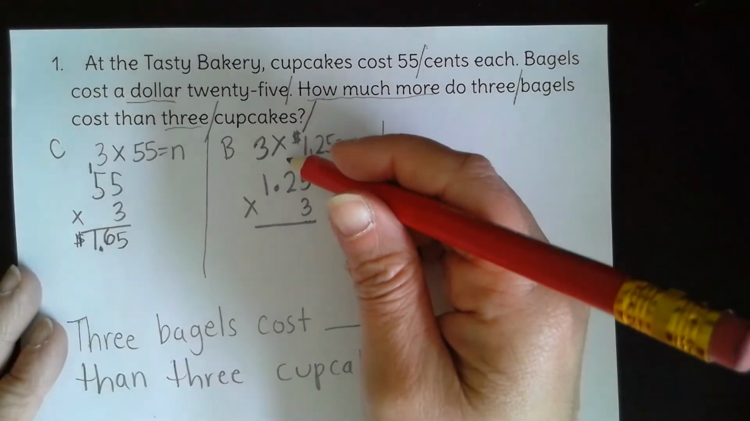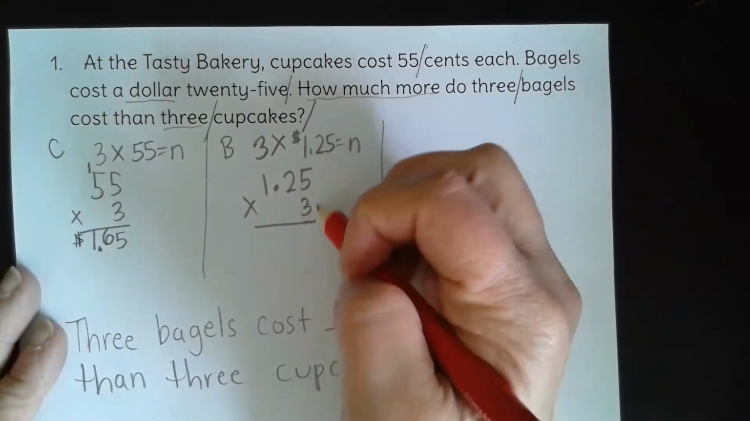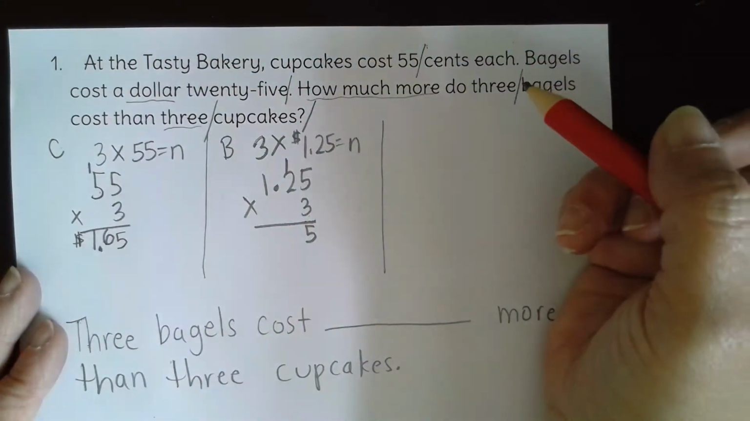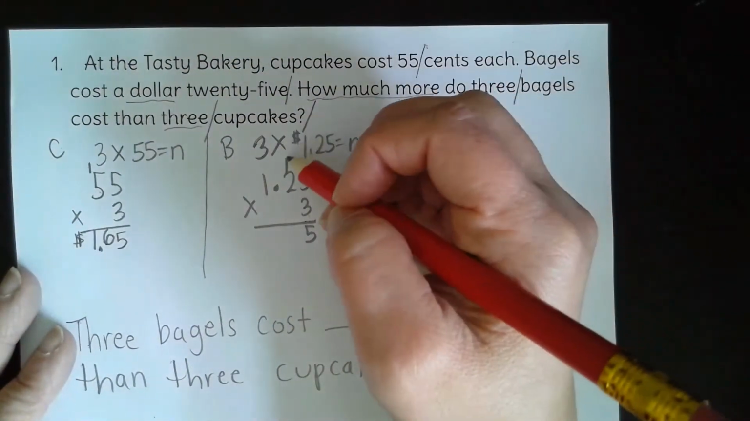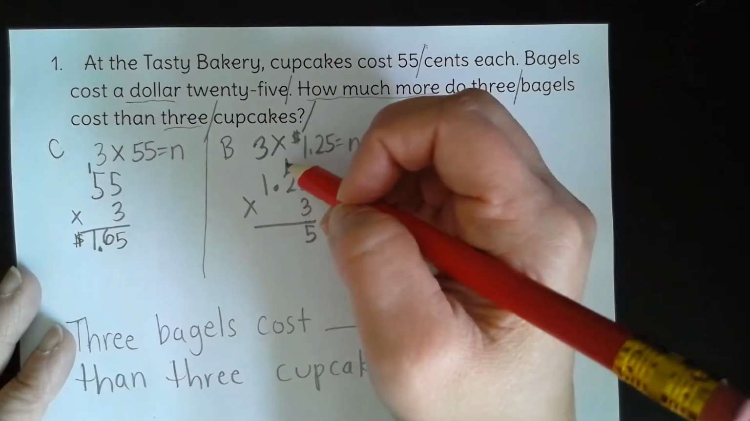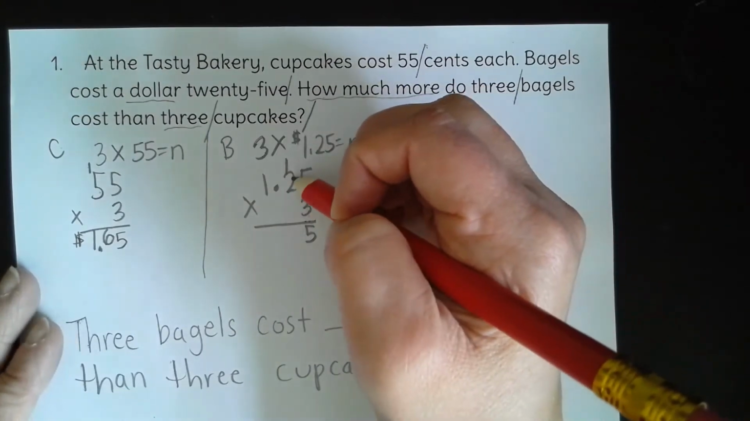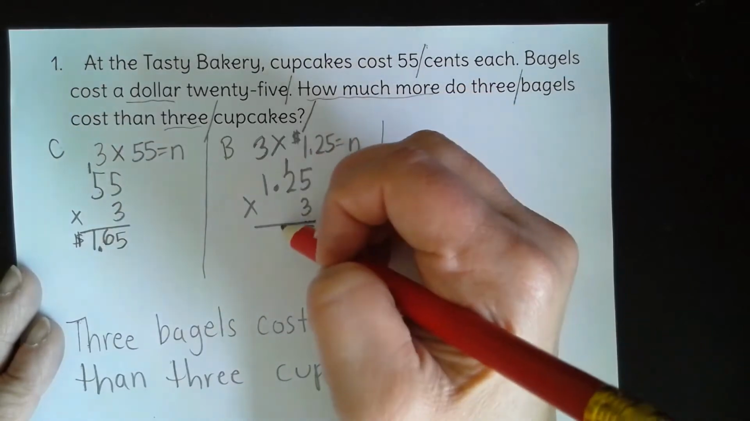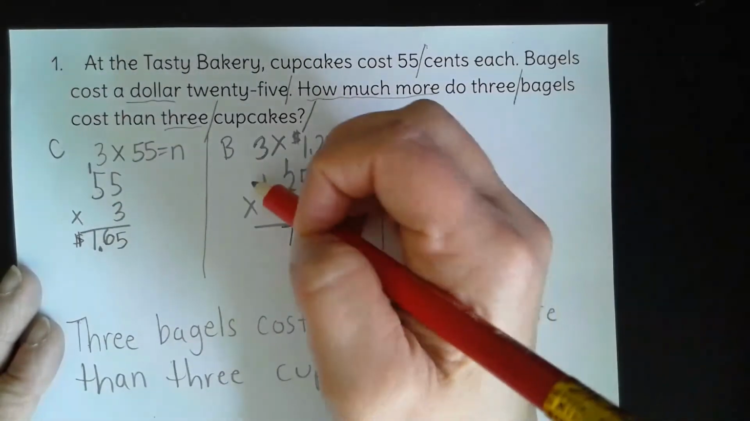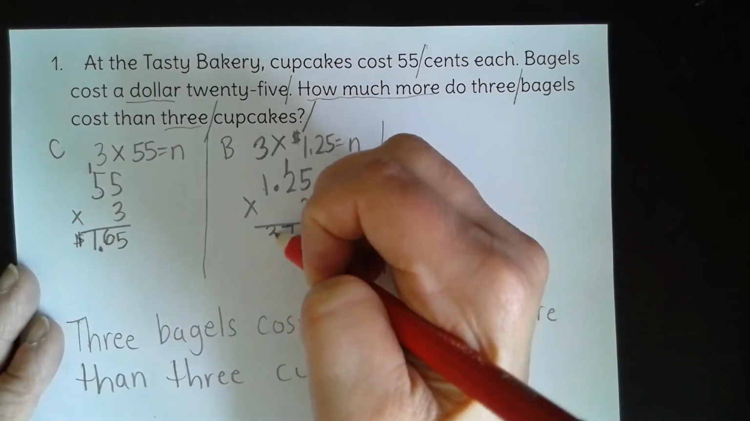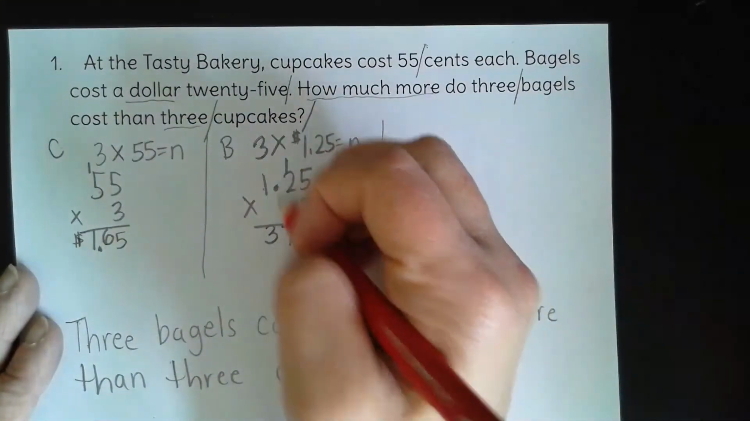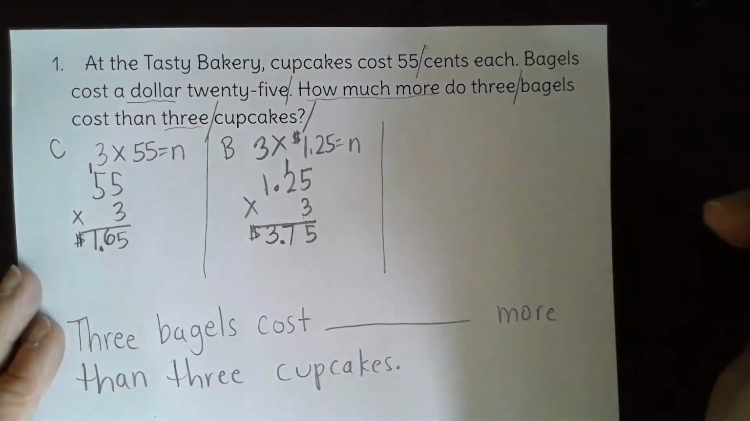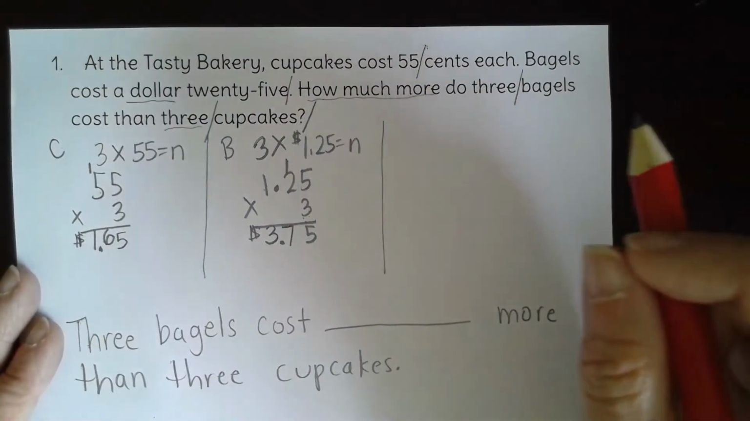So 3 times 5 is 15. Put down the 5 and I carry the 1, which is really a 10. So I'm carrying the 1 and putting it in the 10's place. 3 times 2 is 6, plus the 1 ten I carried. 6 plus 1 is 7. 3 times 100 is 300, and I write it down here. I bring down the decimal point, and now I know that 3 bagels costs $3.75.